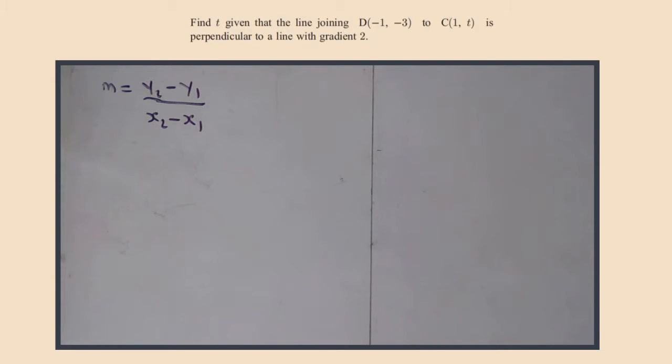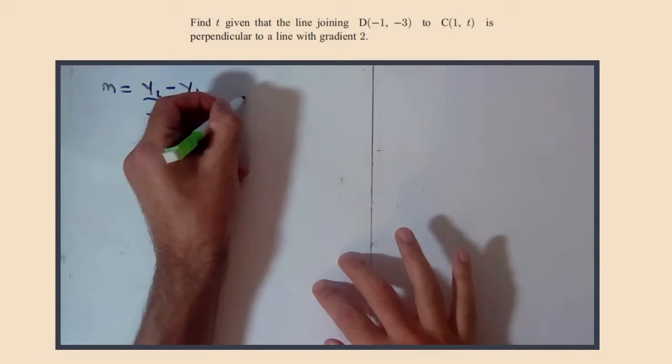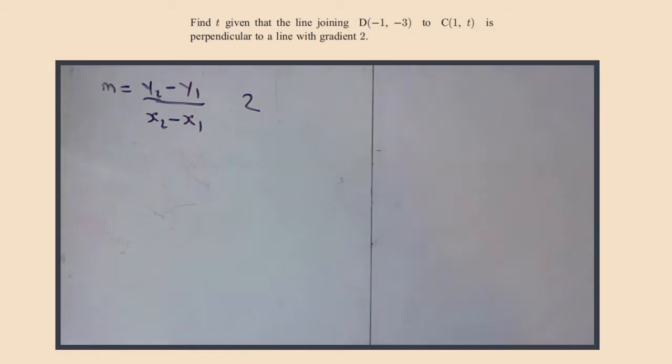You've been told it's perpendicular to a line with gradient 2. So perpendicular, that word should enable you to work out the gradient. If it's perpendicular, it means the gradient of this line is the negative reciprocal of the other gradient. So we take the gradient 2, and we need to find the negative reciprocal of that. Negative reciprocal means reciprocal and times by -1, or change the sign.